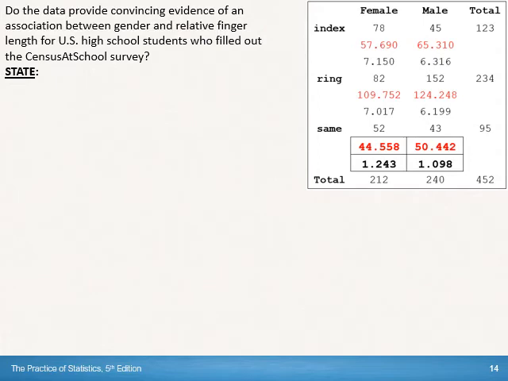All right, and now let's do a four-step process. So do the data provide convincing evidence of an association between gender and relative finger length for high school students who filled out this survey? Okay, so state: you come up with your alpha level, and you will probably use 0.05 because they don't tell us. And then come up with your two hypotheses. Pause the video, write it out, and then check it by starting up your video again.